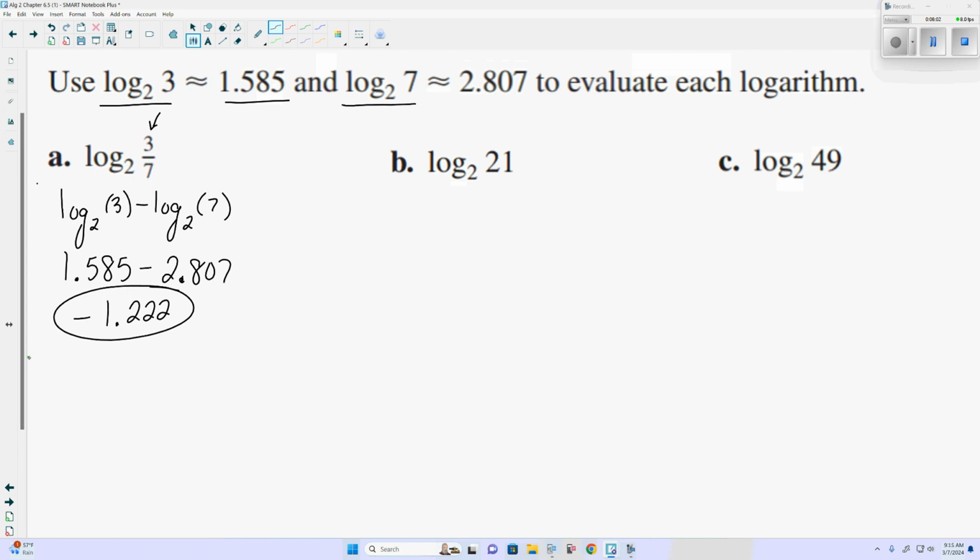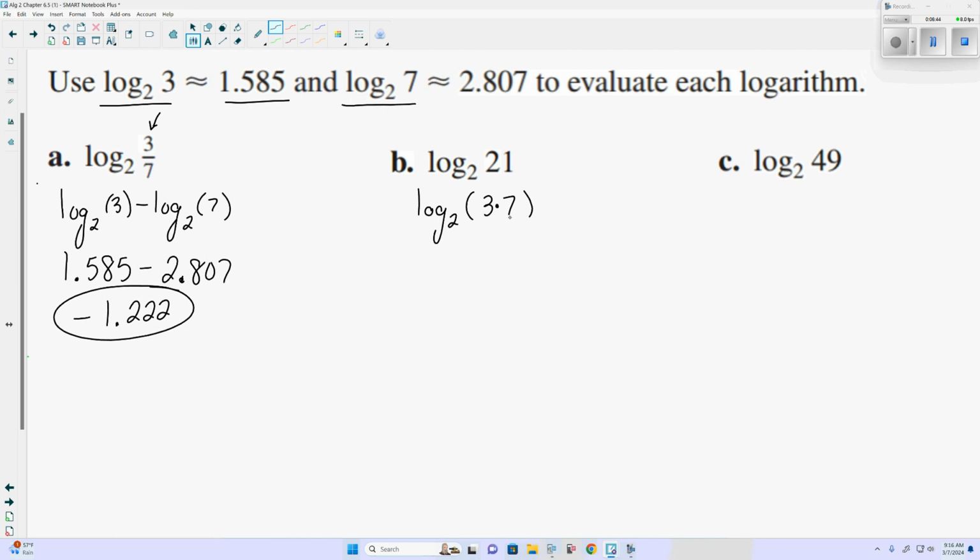Now, as we look at the next one, log base 2 of 21. Well, they didn't give us that one, but can we rewrite 21 using 3 and 7, either with multiplication, division, or exponents? Well, factors of 21 are 3 and 7, because we can factor it. We're just trying to find either multiplication, taking the two numbers and multiplying them, dividing them, or saying 3 to a power, 7 to a power to get that number. And 3 times 7 would give us 21.